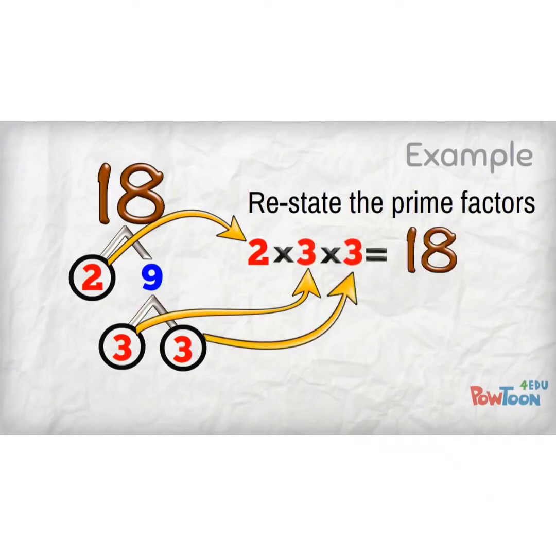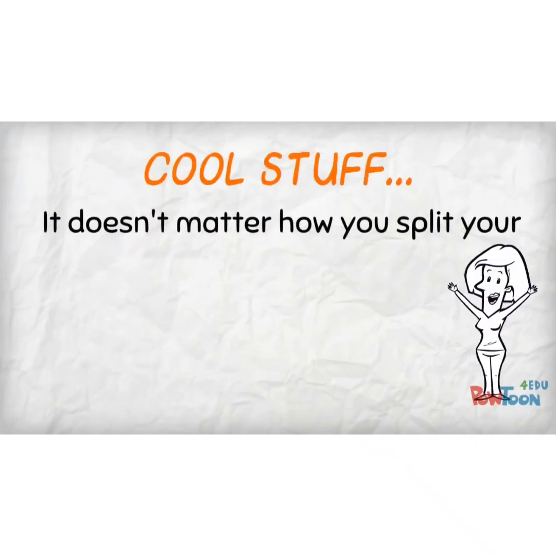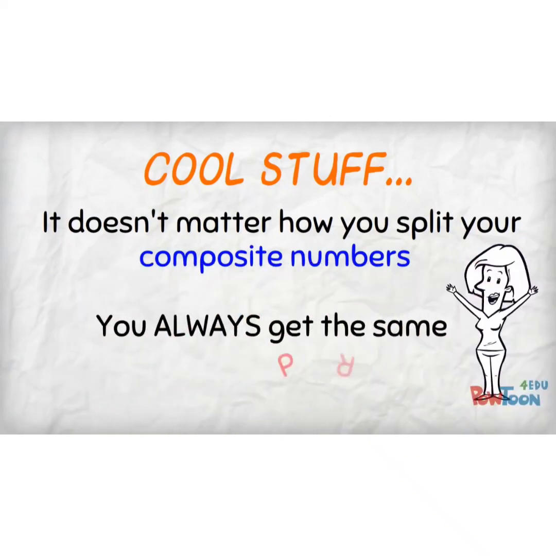If you multiply 2 by 3, you'll get 6. 6 threes is 18. It doesn't matter how you split your composite number. You always get the same prime factors.